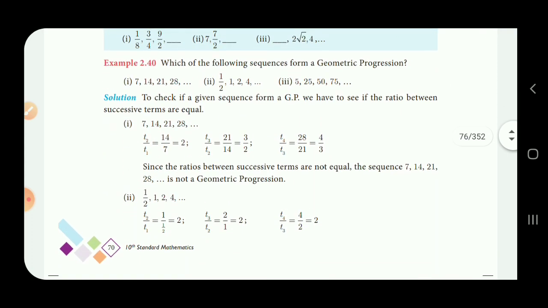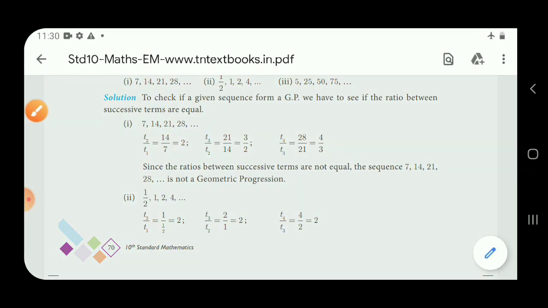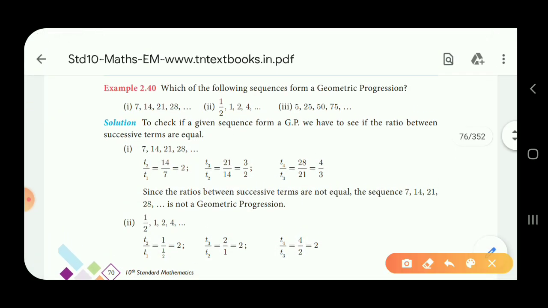Example 2.40: which of the following sequences form a geometric progression? The first one is 7, 14, 21, 28 and so on. Solution: to check whether a given sequence forms a GP, you have to see that the ratios between successive terms are equal. That is a must.